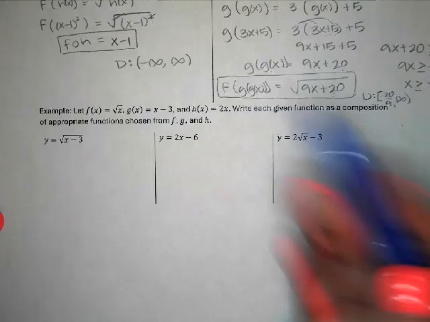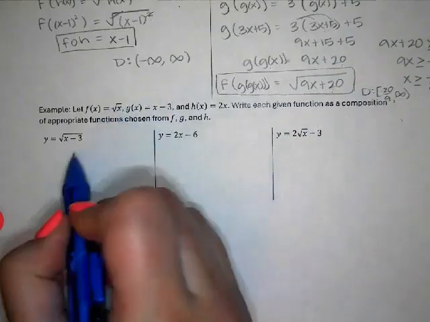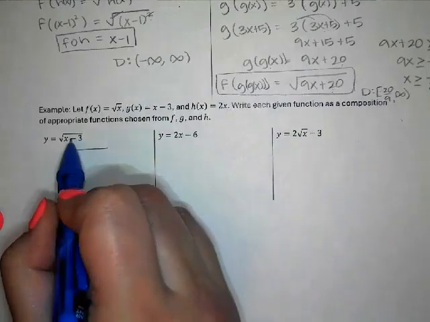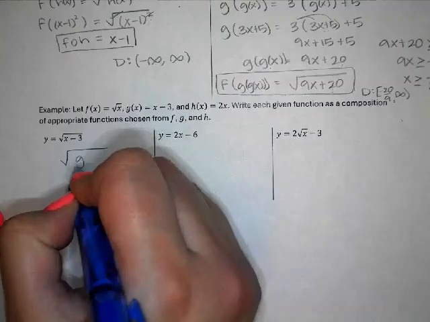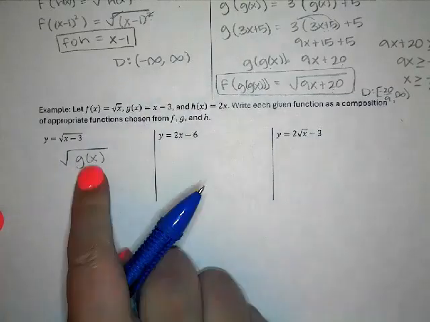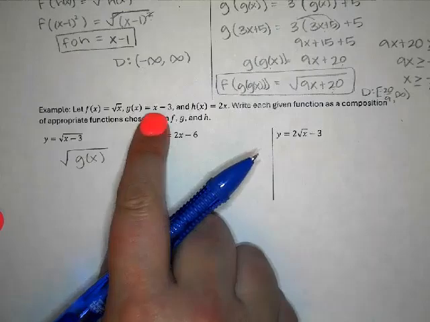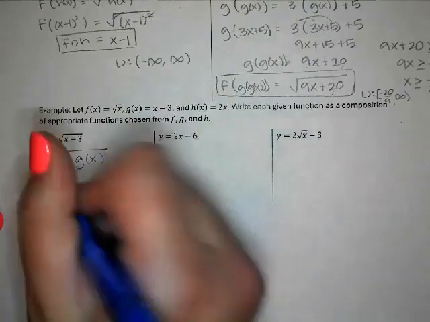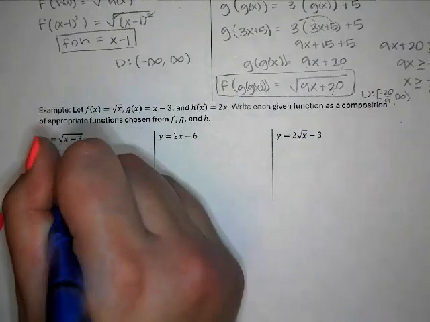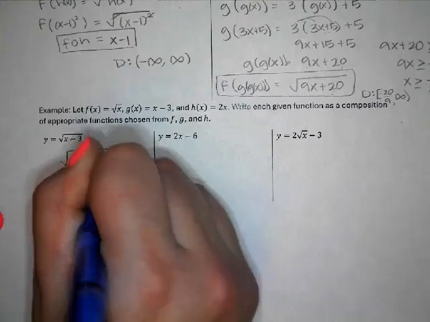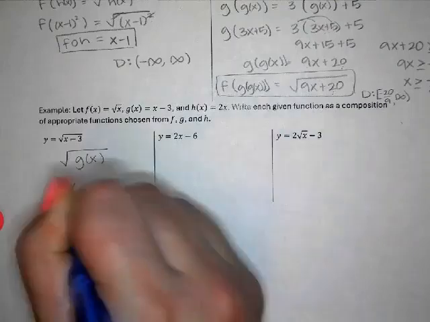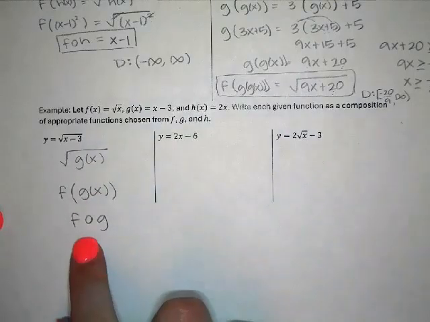So if I think about this, I can think of the square root as the outside function. I can think of the x minus 3 as the inside function. So the inside function looks like it's g of x. The outside function looks like it's f of x. And so this composition would be f of g of x, or f of g. And you can say fog for short. Some people do. I generally don't, but you could say that.